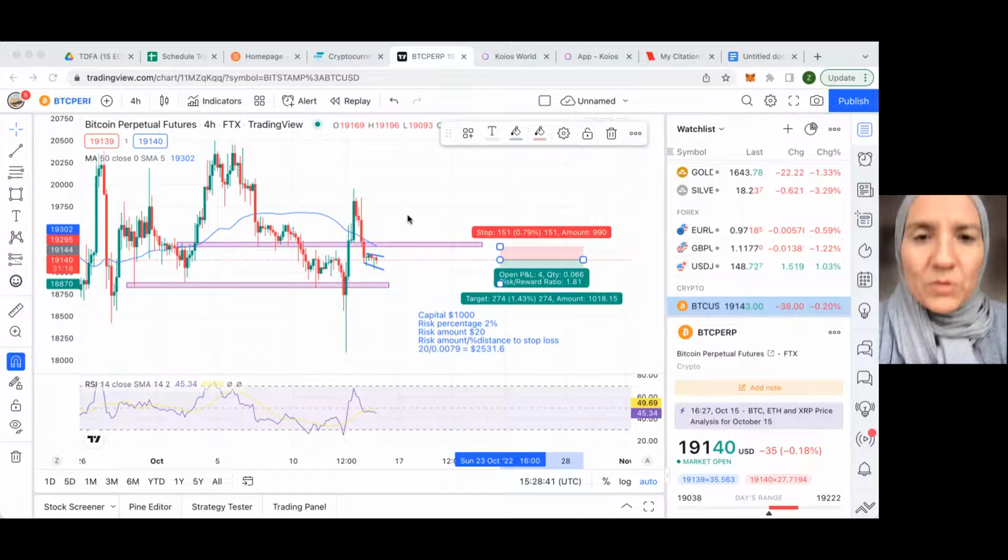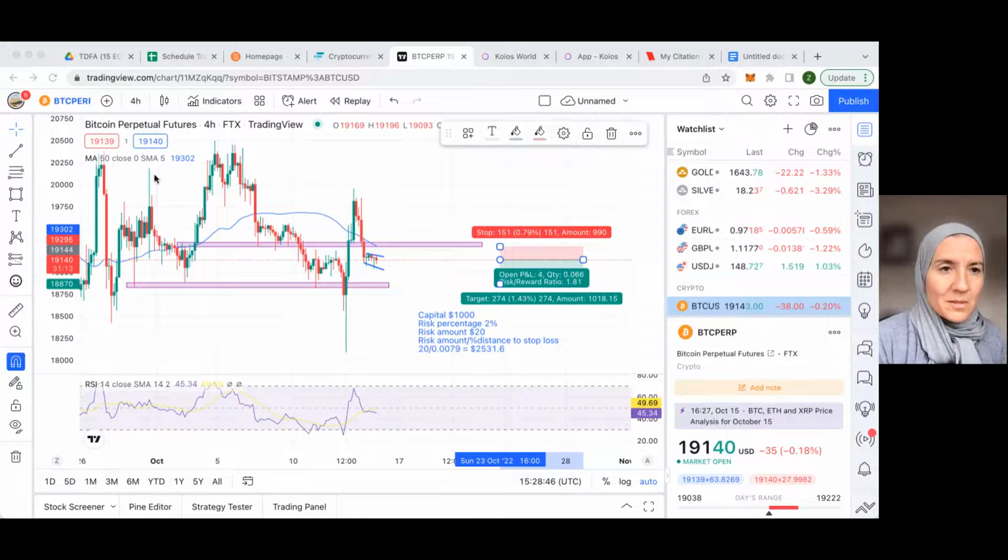Okay, I hope I'm sharing my screen now. So this is the BTC-PERP futures, Bitcoin Perpetual Futures. And I've been looking at this for a couple of days.